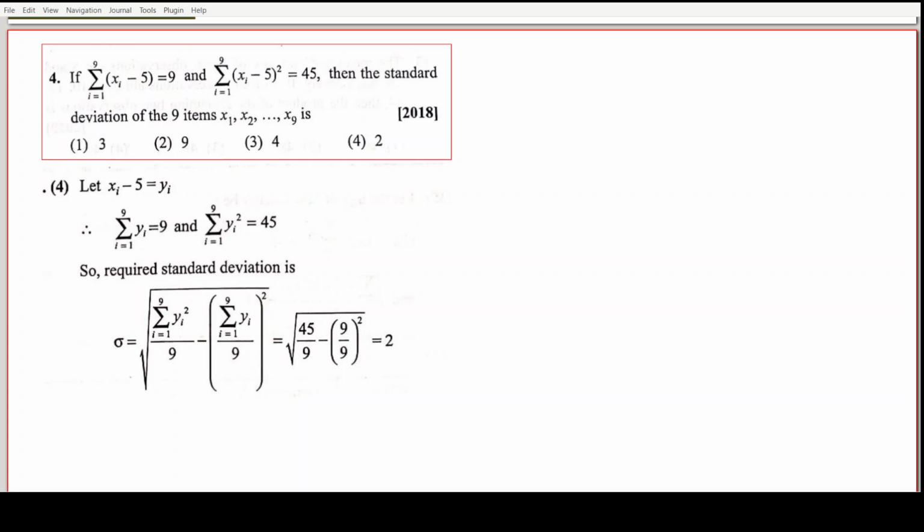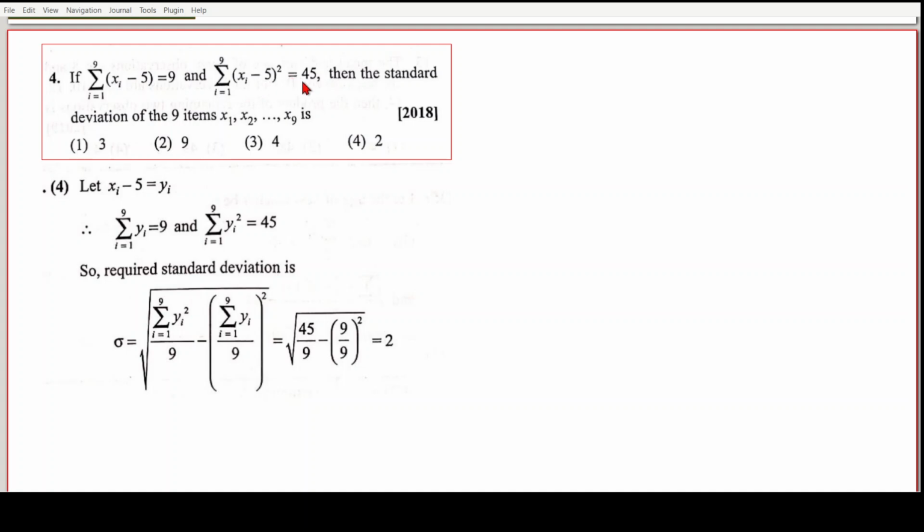Here we are required to find the standard deviation of 9 numbers, 9 items. What are those items? X1, X2, ..., X9. But we are not directly told what exactly these X1, X2, ..., X9 are. But we are told that the summation of xi minus 5 equals 9, and the summation of squares of (xi minus 5) equals 45.